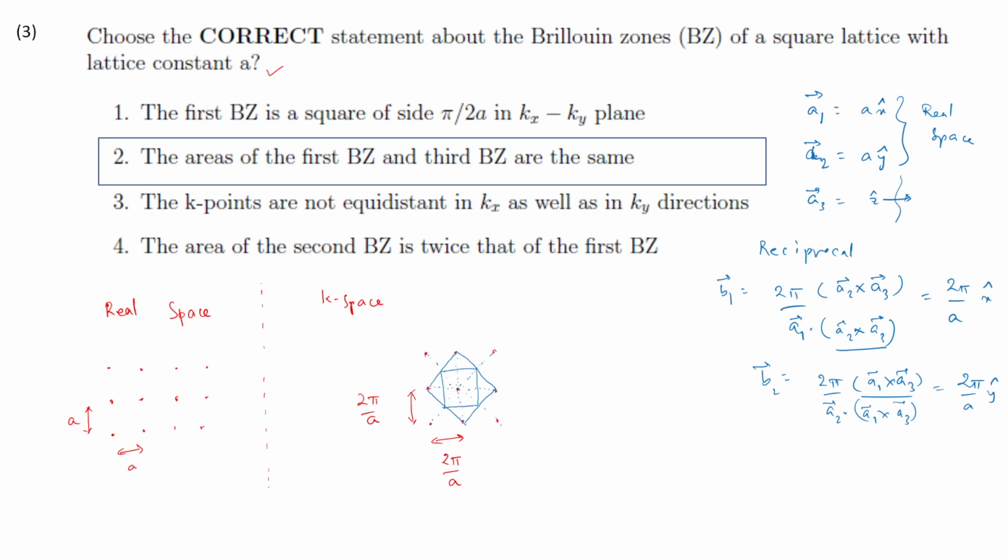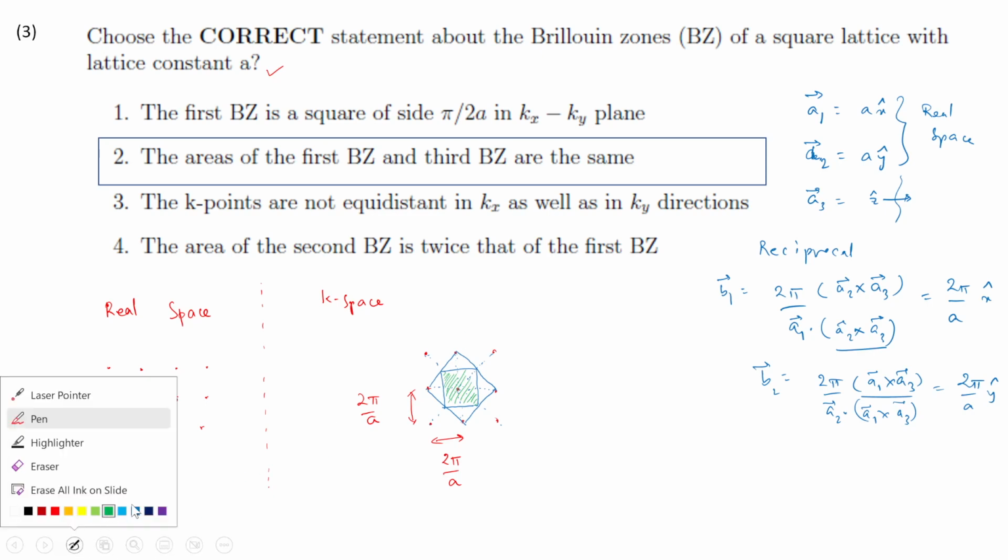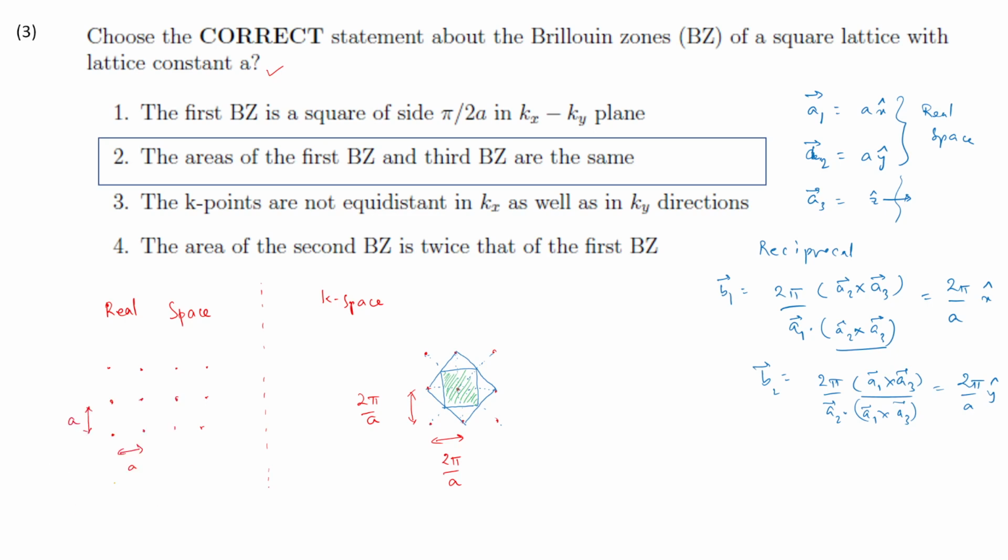You see, the first Brillouin zone, I'll use another ink. This is your first Brillouin zone, the one which I'm shading in green. If you note this, and the second Brillouin zone is what? Let me use some other color. This is your second Brillouin zone. This, and this.